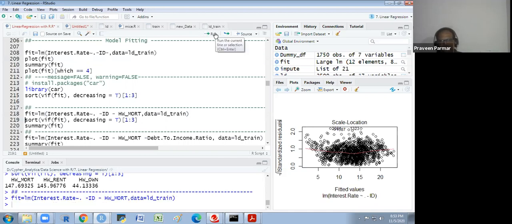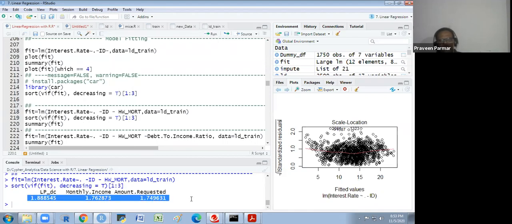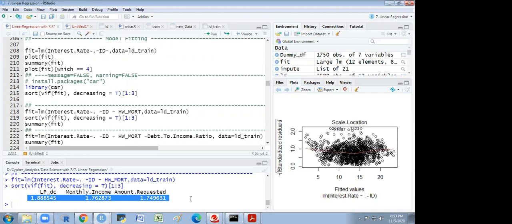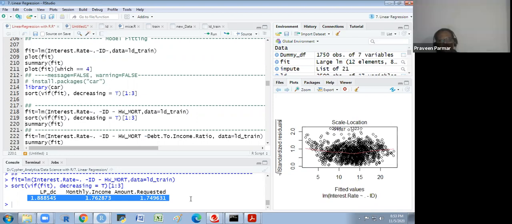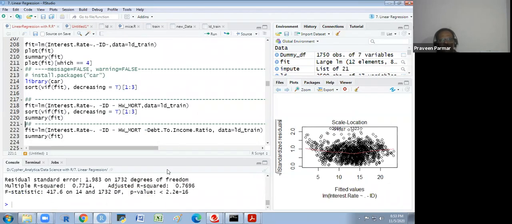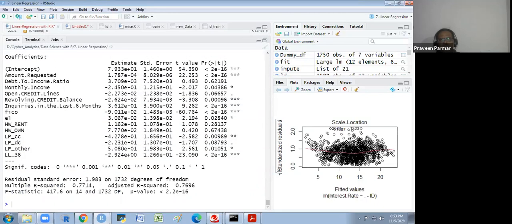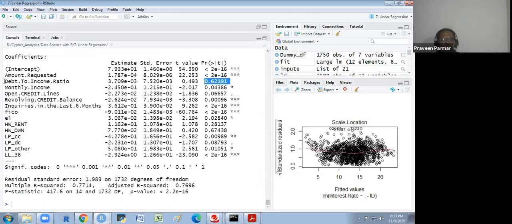Then I again sort that VIF. Now you see the VIF is in my control, by removing only one. Got it? Yes, sir. So now VIF is in my control. Now I will see the summary of the fit again, to see how many remain with a higher p-value. Here is 0.62 for the debt to income ratio, then 0.28, and 0.67 for house ownership. So 0.67 is the highest, you see.